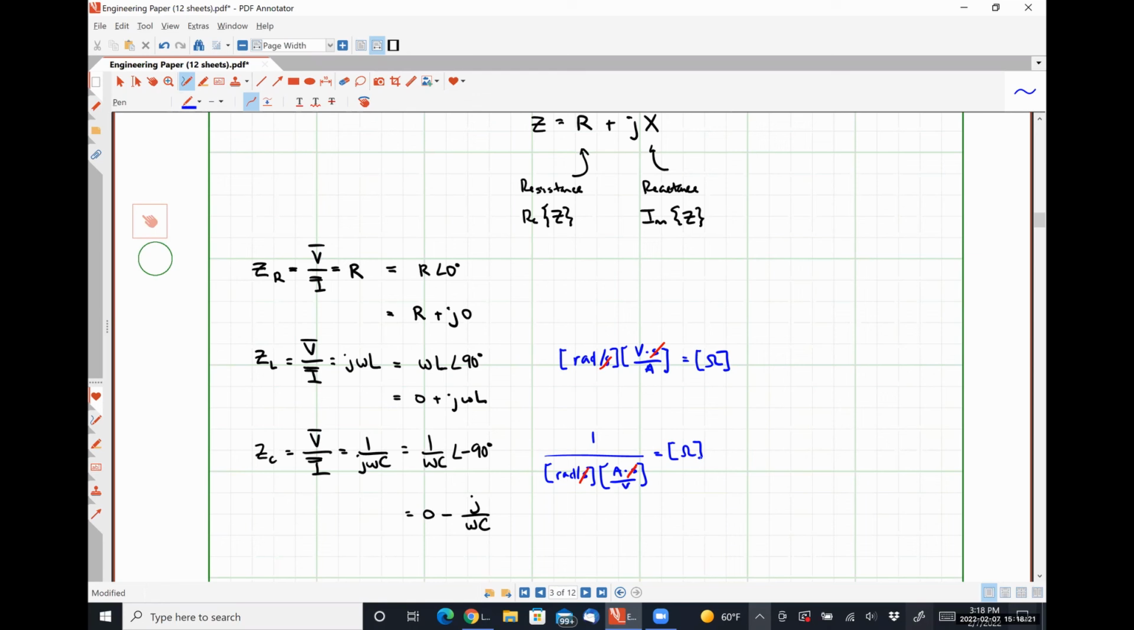A capacitor exhibits only negative reactance, so its impedance is purely imaginary as well. It's got negative reactance. At very low frequencies, because of the inverse relationship between frequency and impedance for a capacitor, our capacitors look like open circuits, and at very high frequencies, they simplify to short circuits.